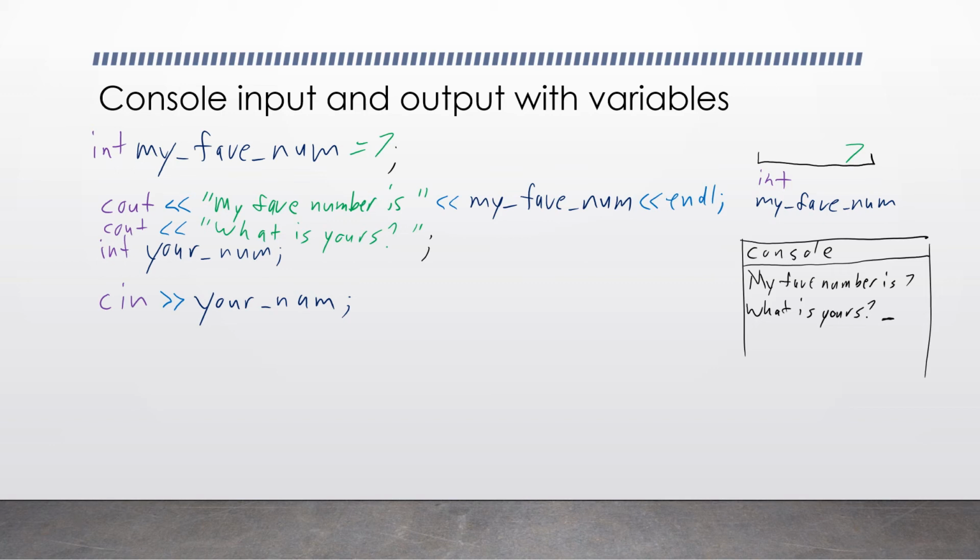Let's say the user here writes the number 3 and then hits a return key. So then the memory box yournum would get the value 3, because 3 would come from console input to the variable yournum. Okay, so that's how we can do input and output with variables.